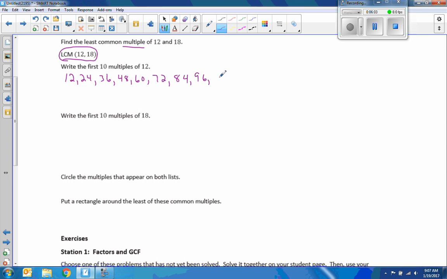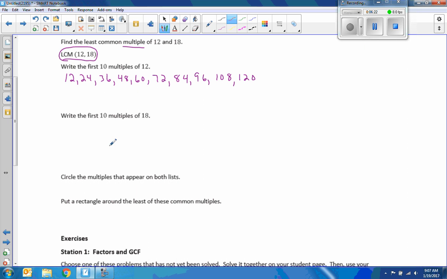Add 12 to 96, 108. Add 12 to 108 and get 120. And the way I can tell if I get to the 10th is 10 times 12 is just adding a 0 to the number we're looking for. So these are the first 10 multiples of 12.